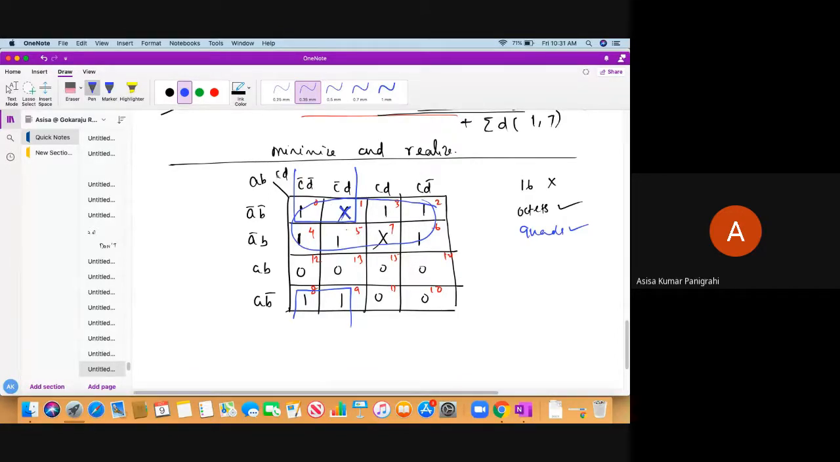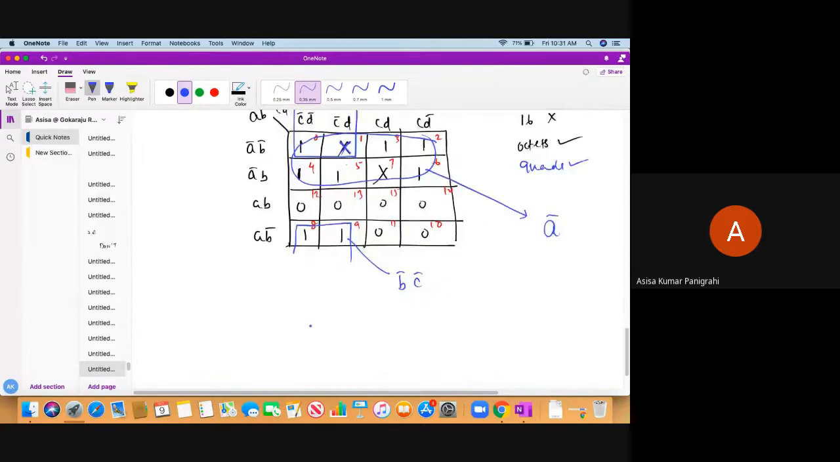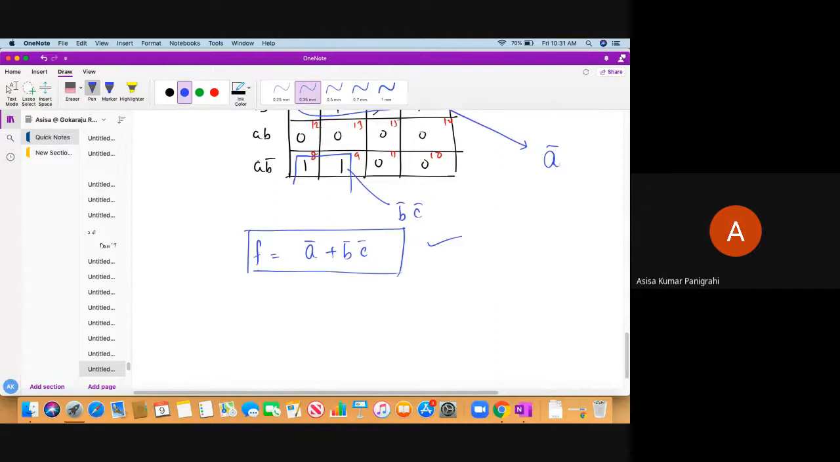Okay, so here what is common? The common is A bar. And what is common for this? The common is B bar and C bar. So finally, what we got is my final minimized function: A bar or B bar C bar. So this is the answer. You can minimize this the way you are doing, using AND, OR, or the basic gates and all. You can use it and minimize it.